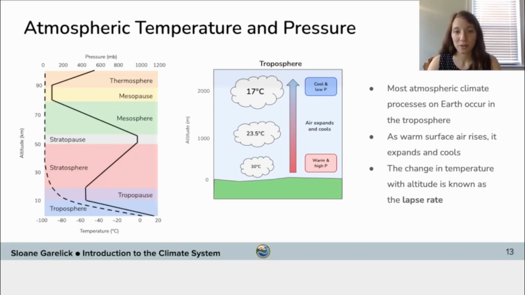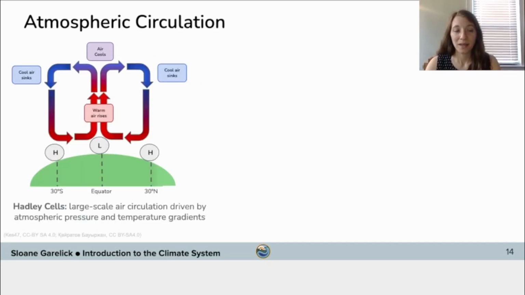These vertical temperature and pressure gradients in the troposphere, as well as the latitudinal differences in global temperature that we discussed in the previous tutorial, both contribute to large-scale movement of air masses on Earth. One of the main atmospheric circulation processes on Earth is Hadley circulation, or Hadley cells. This is a large-scale air circulation pattern driven by atmospheric pressure and temperature gradients.